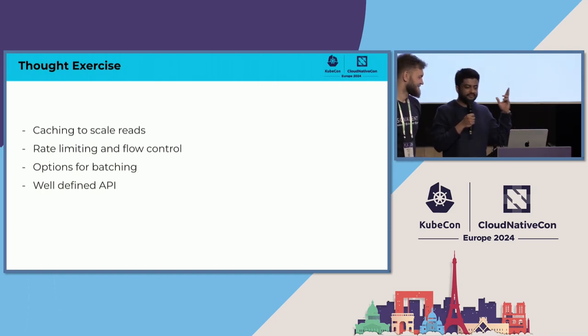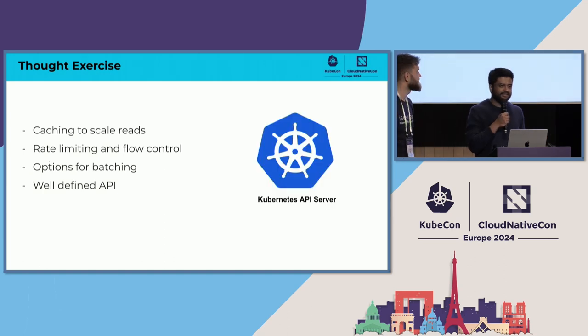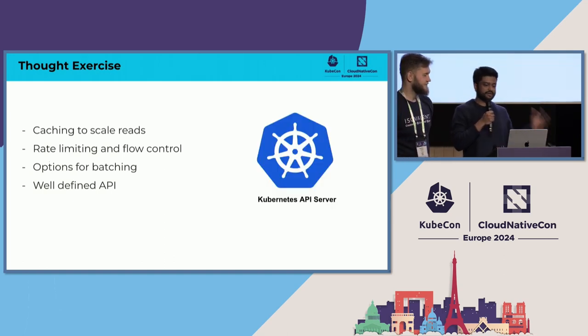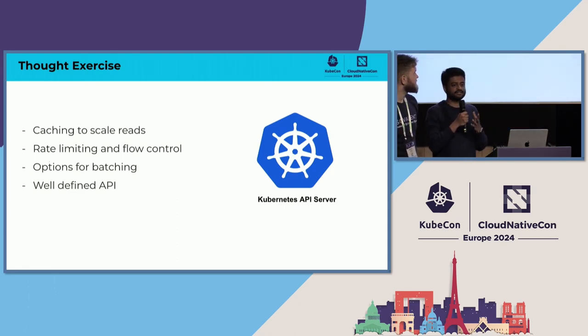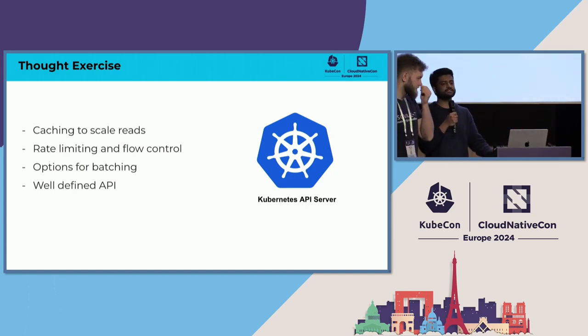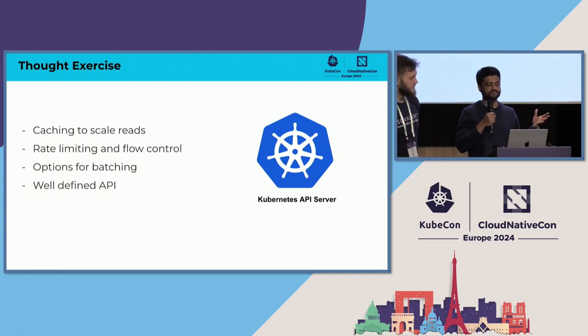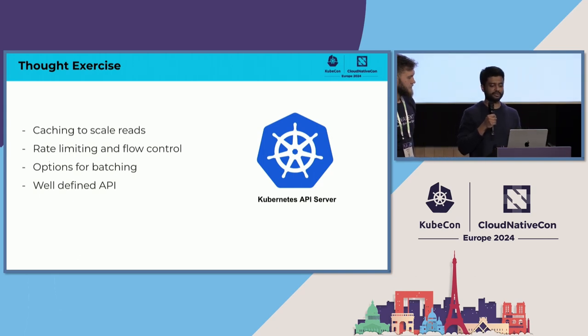Yeah? So a quick clue is it also has a very well-defined API. So if you guessed Kubernetes API server, you're absolutely right, right? So Kubernetes API server already implements all of these primitives. It's essentially a cache that's sitting in front of an etcd cluster. Every time you make a request, the API server is going to cache that response. So your read performance will obviously be better because it's coming from a cache. And it already has a battle-tested priority and flow control system, so you can protect your Kubernetes control plane. And it also has options for batching, as Marcel spoke about before.